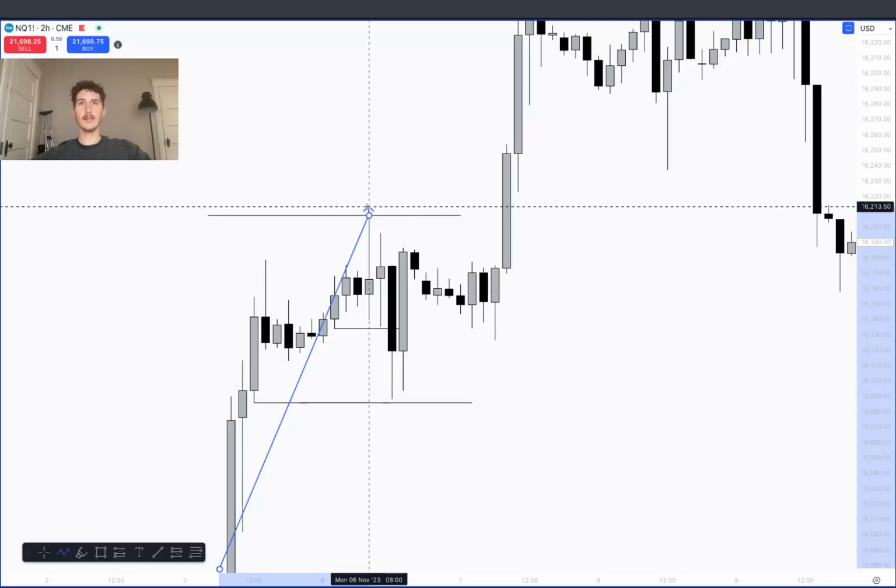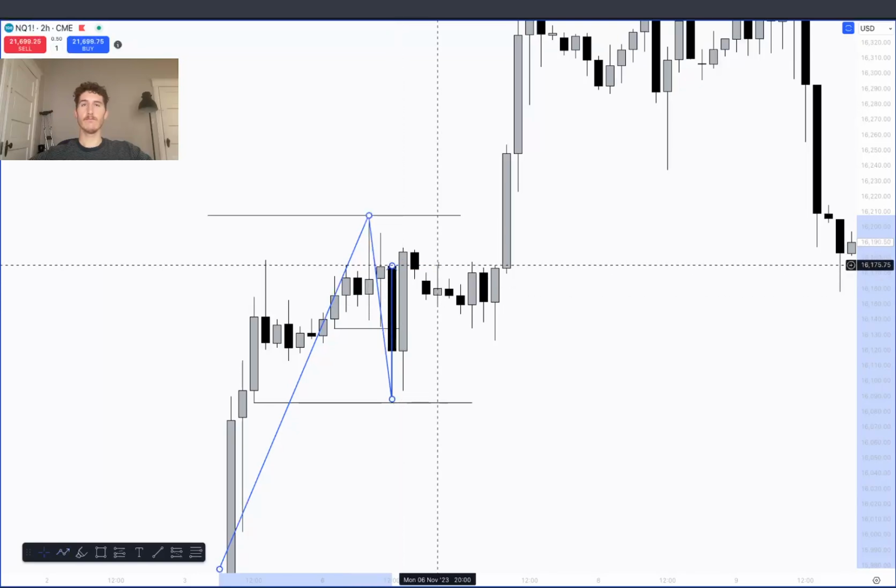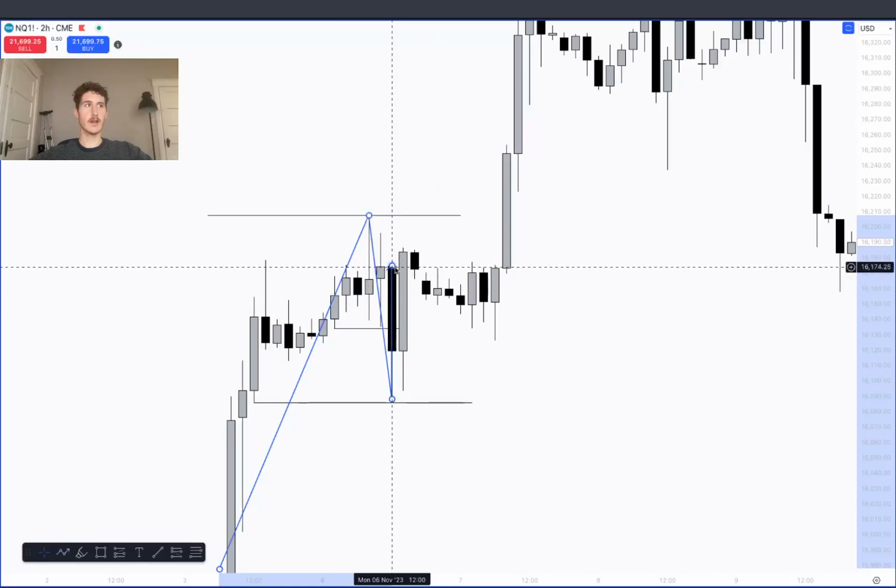Now, how do we identify a low? Is it when we come down and then close above this candle here? That's what I taught you in candlestick structure. That is 100%, 1,000%, 1,000,000% incorrect, and you have to get it out of your head. Please never think about it again.